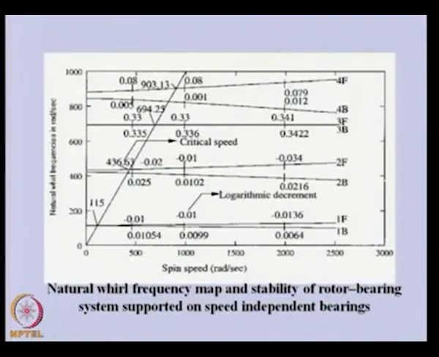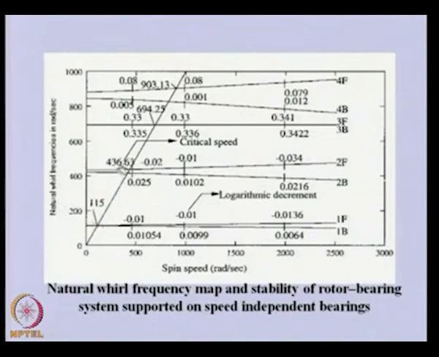So, this is the speed and this is the natural whirl frequency. So, you can see at low speed, because in this we are considering the gyroscopic effect, because of that, the splitting of the natural frequency is taking place as the speed is increasing, and the upper one is the forward whirl and lower one is the backward whirl. So, wherever the negative logarithmic decrements are there, they are unstable regions, and in this particular case, this line is the speed equal to whirl frequency line, and these are the critical speeds.